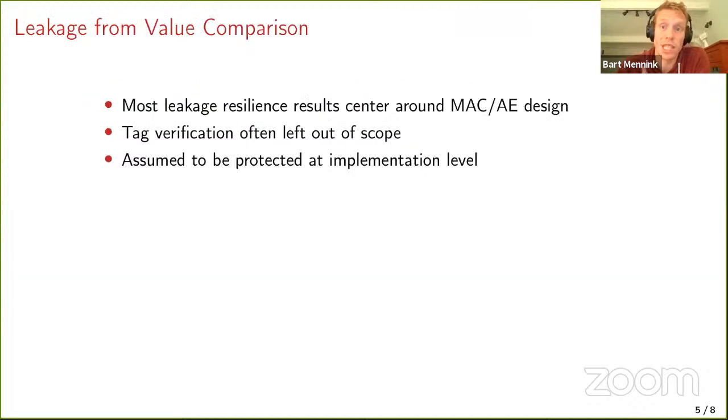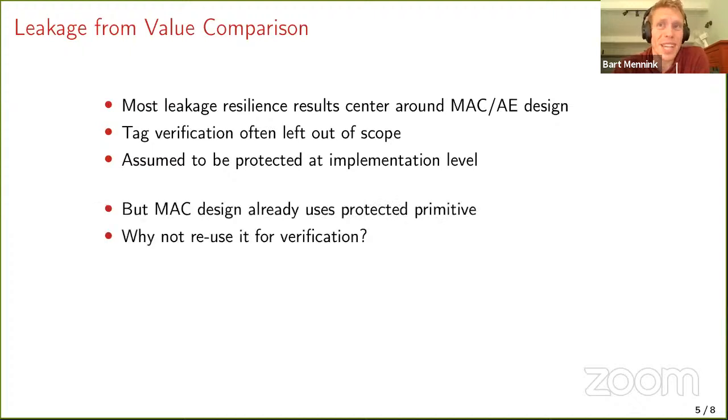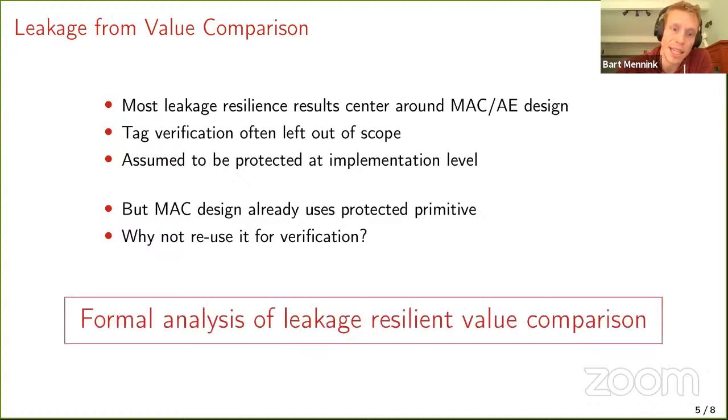And more generally, we see that most MAC or AE design is centered around leakage resilience, but the tag verification is often left out of scope and is simply assumed to be protected at the implementation level. But if you already have a leakage resilient scheme that uses a protected primitive, like a cryptographic permutation in SUX, why can't we just reuse it for verification? And this work is about a formal analysis of leakage resilient value comparison.